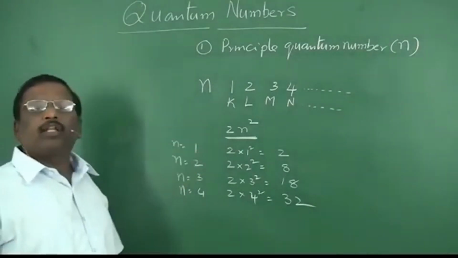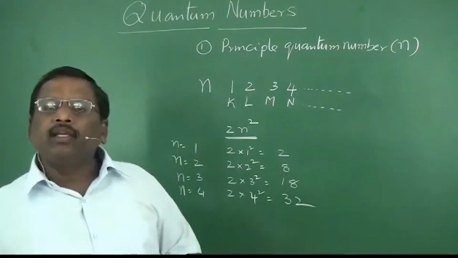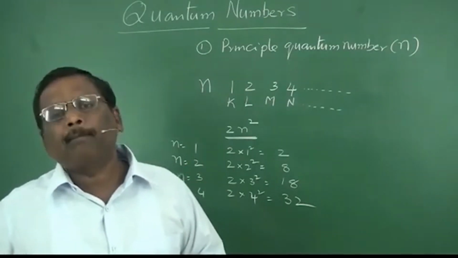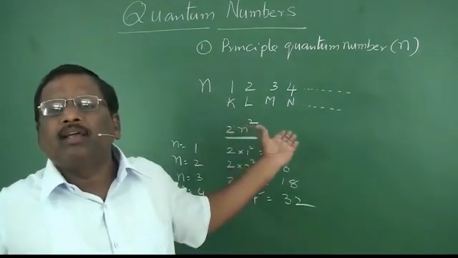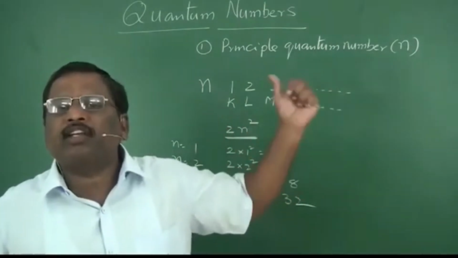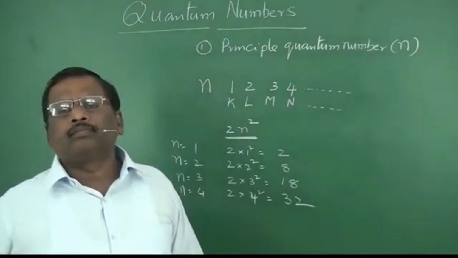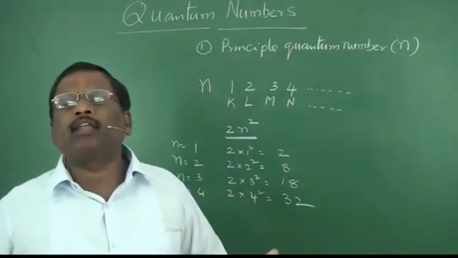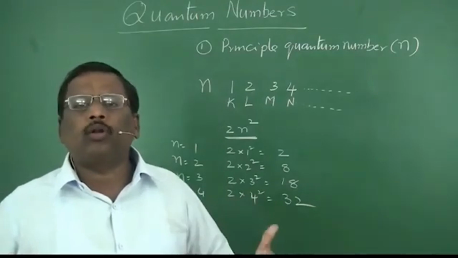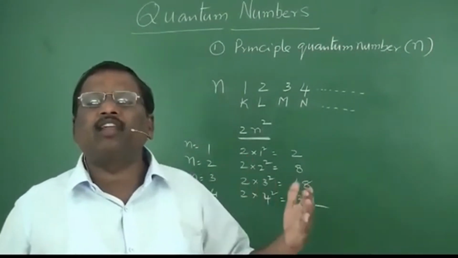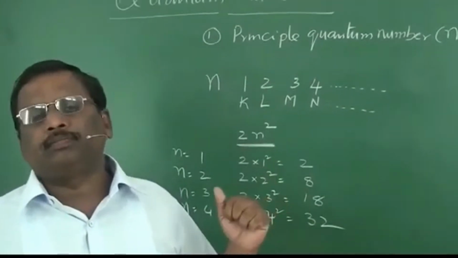With the help of this quantum number, you can estimate the maximum number of electrons that can be accommodated in a given main energy level. This quantum number n is nothing but the main energy level in which the electron is present, or to which main energy level this electron belongs. So n value gives us the information regarding the main energy level to which this electron belongs.